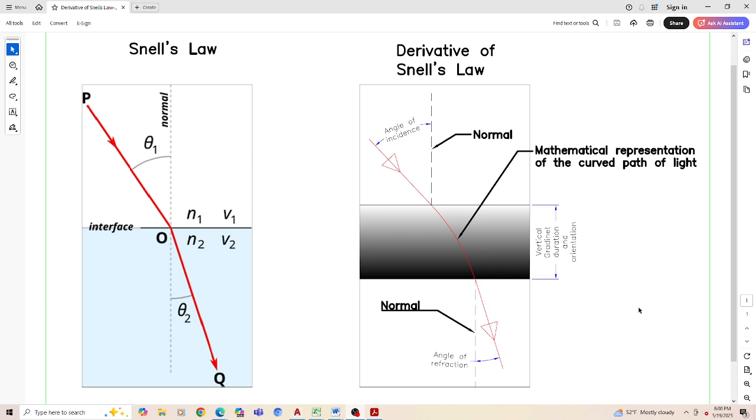So in both situations we would have an incident ray. This is the incident ray. We would have the angle of incidence to the normal. We would have this curved path of light, the mathematical representation of a curved path of light that supposedly exists everywhere, but requires a vertical gradient to produce the overall angle of refraction.